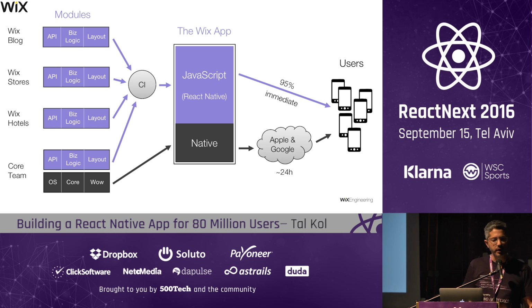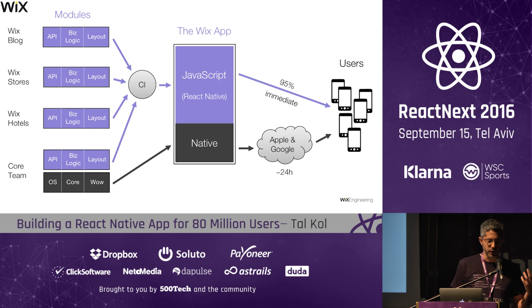The native part, you still have to go through the app stores, but luckily, a year ago, it took about 1 week to get an app approved, but today it's about 24 hours. So all the native updates that we have to pass through Google and Apple, and then they get to our users.